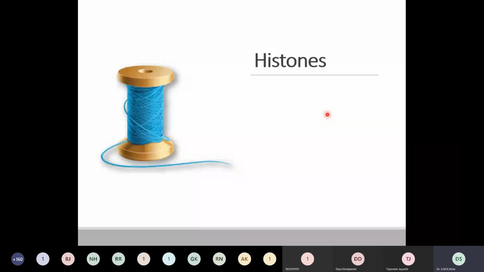Now we have to see what histones are. This is the packing material which packs the DNA very effectively inside the nucleus. Histones can be compared to a thread spool, and DNA can be compared to the thread which is wound around the spool.